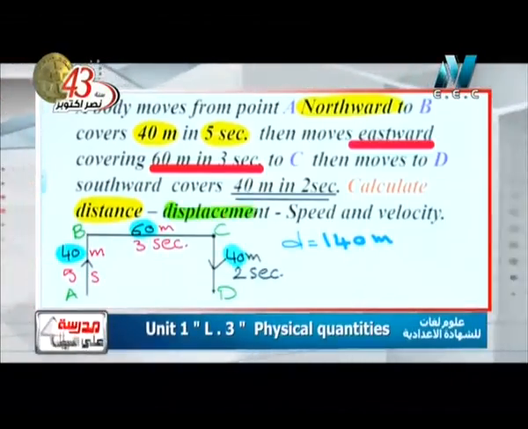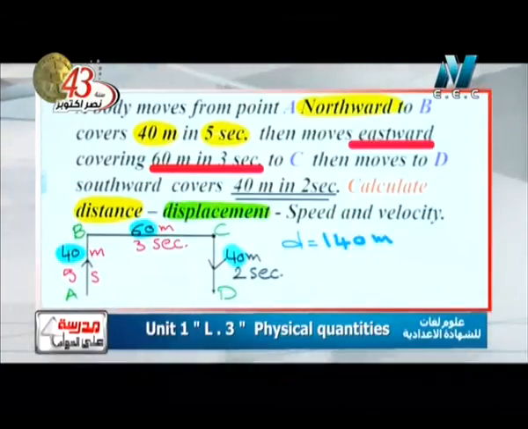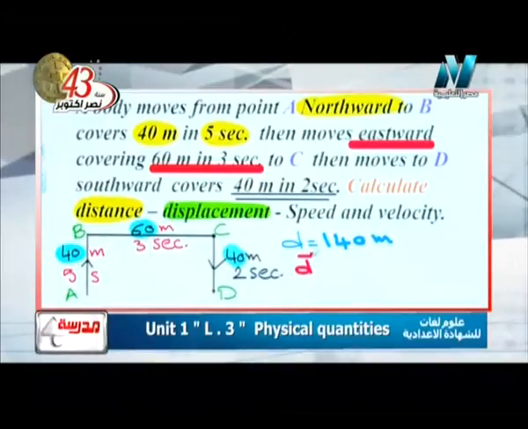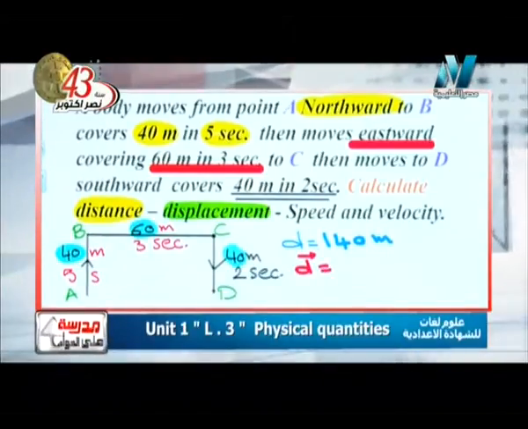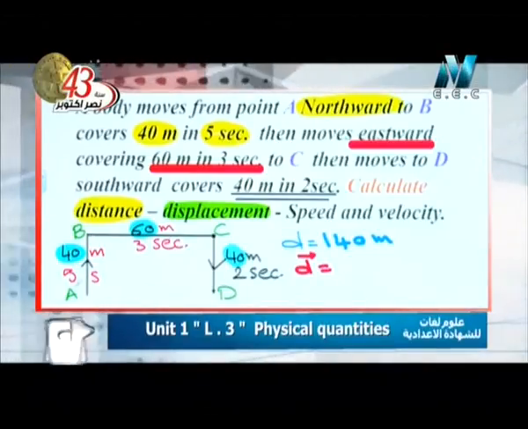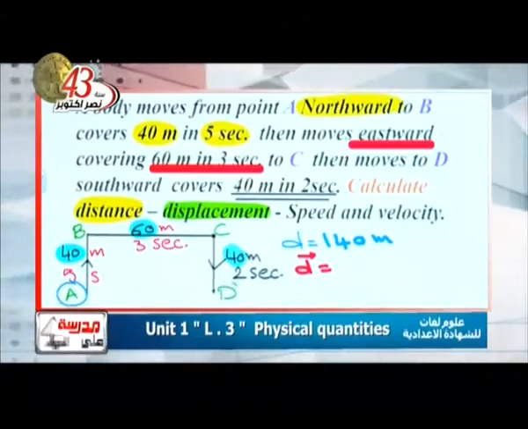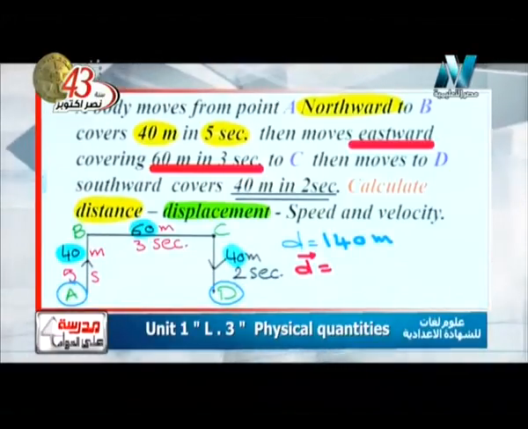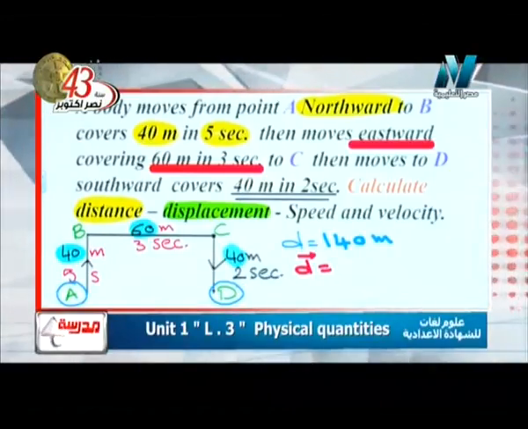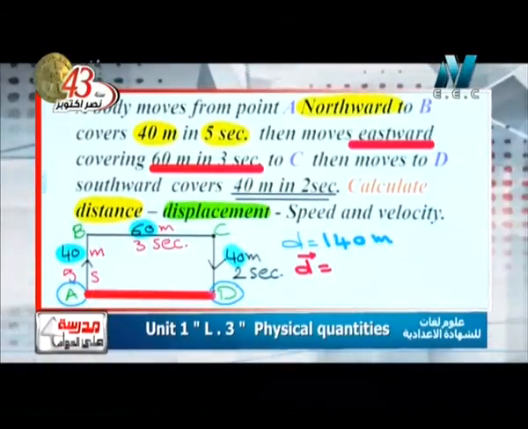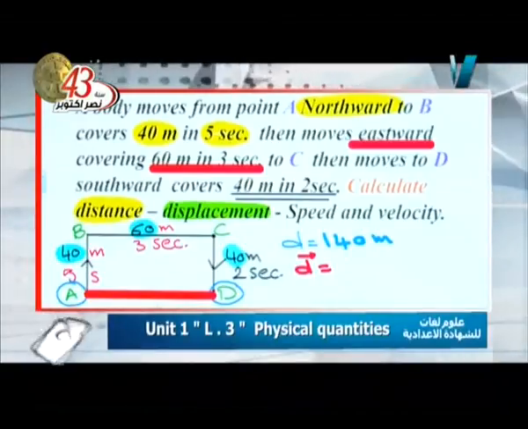Then he asked how we can calculate the displacement. Displacement equals how many? Displacement is the shortest straight line between the starting point and the ending point. The starting point is A and the ending point is D. So here we have this displacement, this red line.